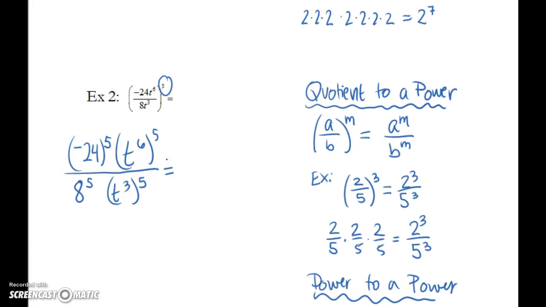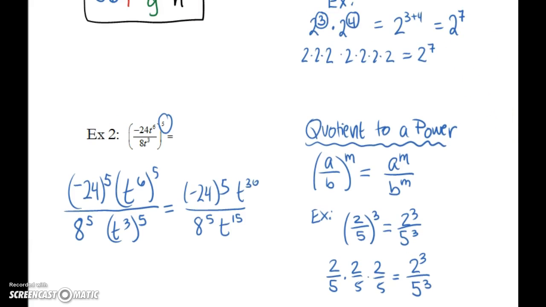Now, if we were to use our power to a power property, we have negative 24 to the 5th still. T to the 6th to the 5th becomes t to the 30, as we learned in that property, over 8 to the 5th, and then t to the 15th. Now we can simplify some more using another property. We also have what's called our quotient property.